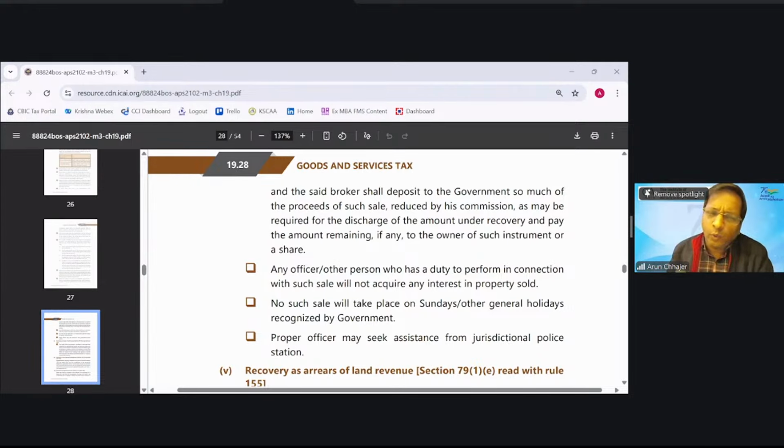And normally, what is the time limit to start the recovery proceeding from the date of the order? Within how many months? If the amount is not deposited, then they will start the recovery. कितने महीने में अगर अमाउंट डिपॉजिट नहीं किया तो रिकवरी स्टार्ट हो जाएगी। Recovery proceeding, I am talking about Section 78. Normally, recovery would be started after the expiry of 3 months.